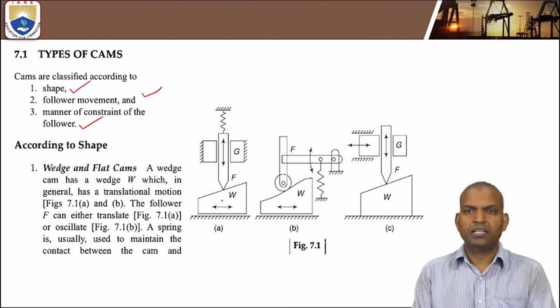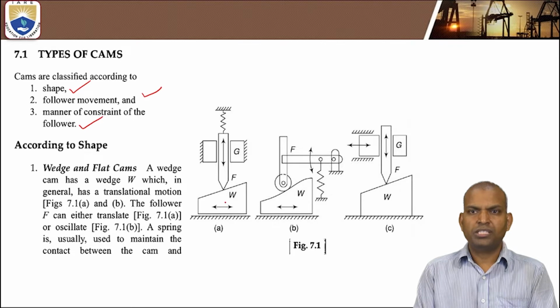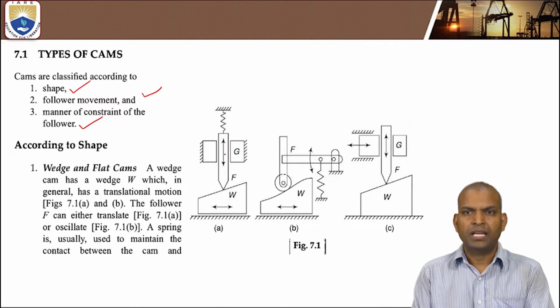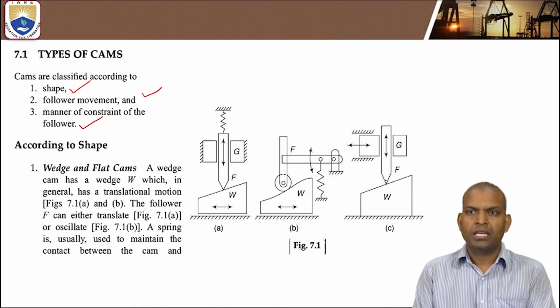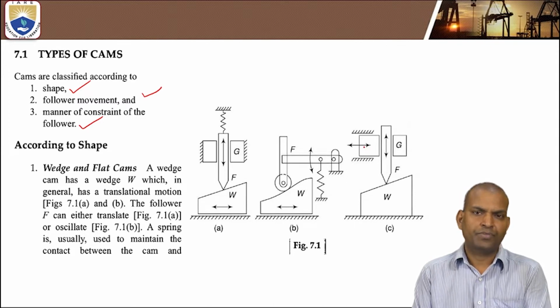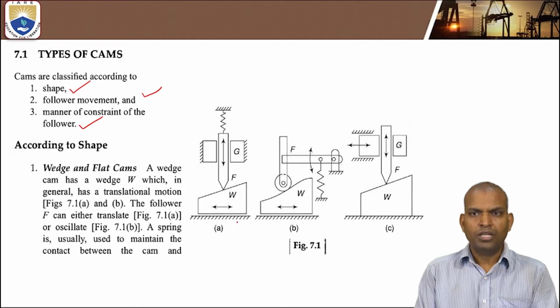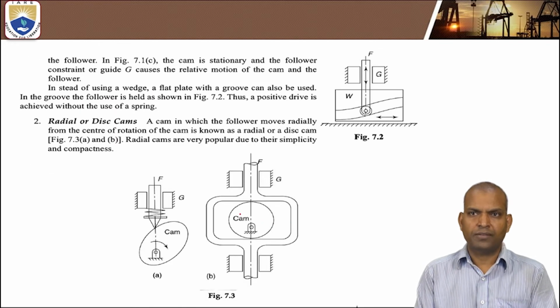In the case of figure A, the wedge is the driving member and the follower is the driven member. The wedge is in motion and the follower follows. There are three components here. G is the guide, and the guide remains fixed. In the case of figure C, the wedge remains fixed, and the follower is the driving member, and G, the guided member, is the output, the driven member. So these are the three varieties of wedge cams.